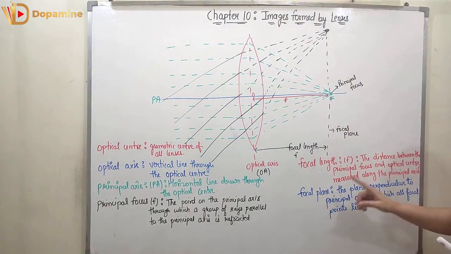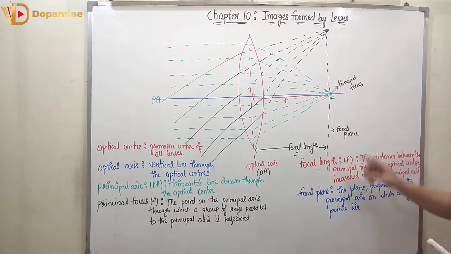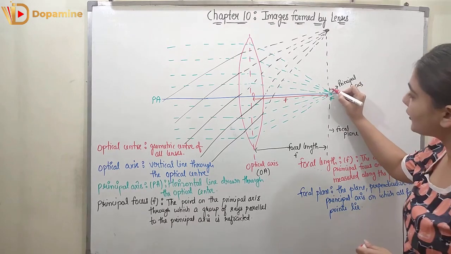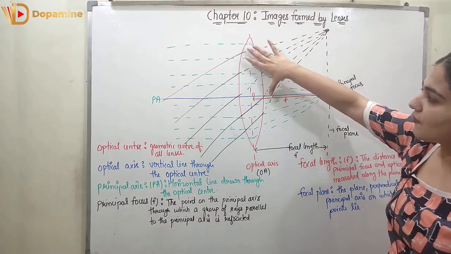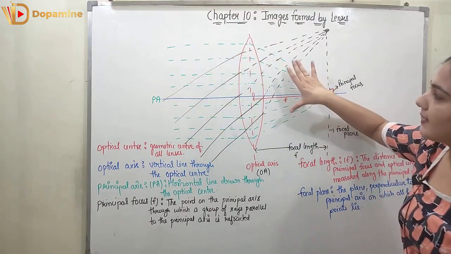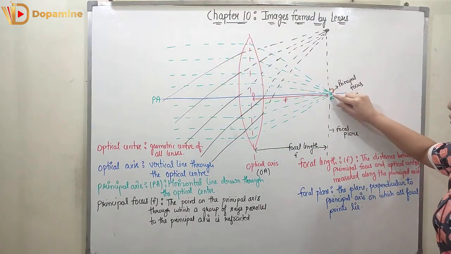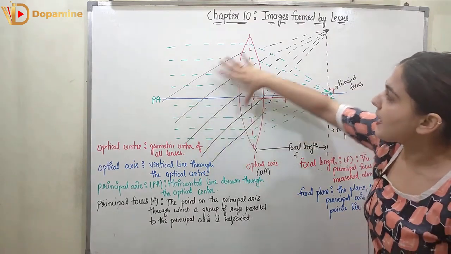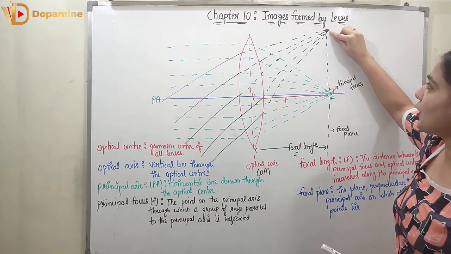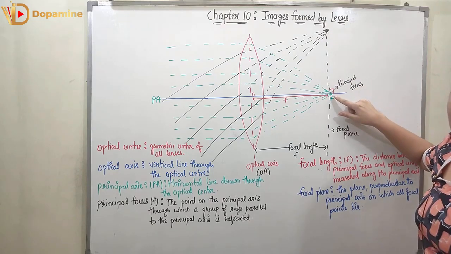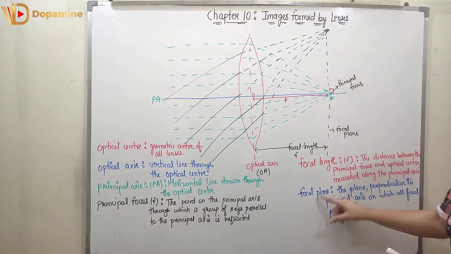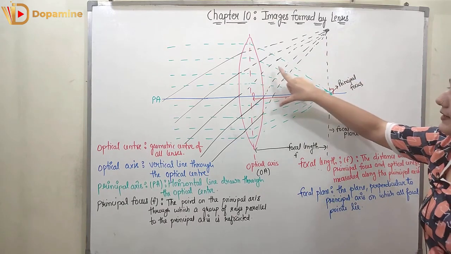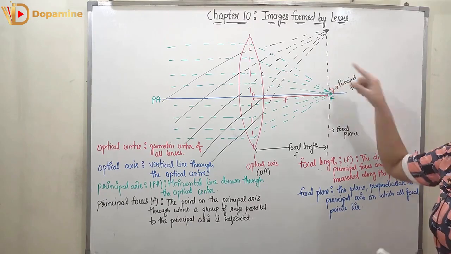Now coming to the focal plane. The plane perpendicular to the principal axis. Again, it is a plane which is perpendicular to the principal axis, right? And on which all focus points are going to lie. So this is a set of parallel rays. This is a set of parallel rays. So these parallel rays are going to merge at this principal focus. These parallel rays are going to merge over this point, right? So this point and this point, right, these are going to lie on a separate plane which is known as the focal plane, right? So all of the focus points are going to lie only on this plane which is the focal plane.